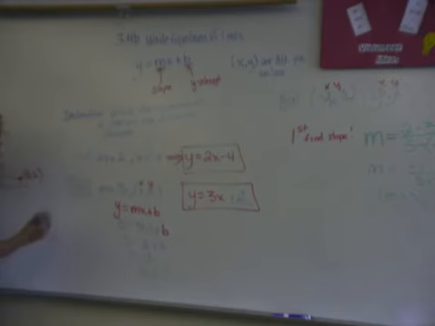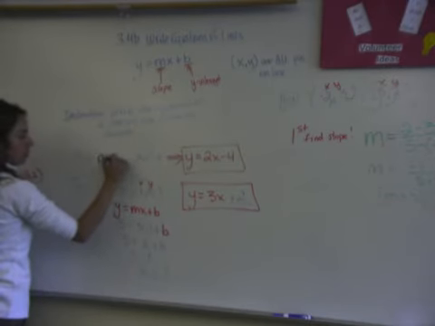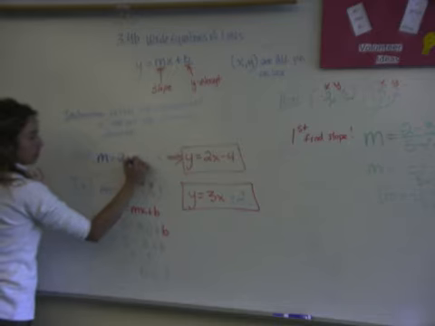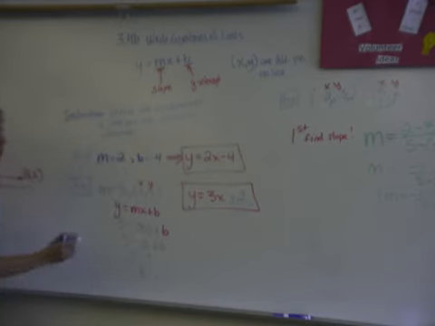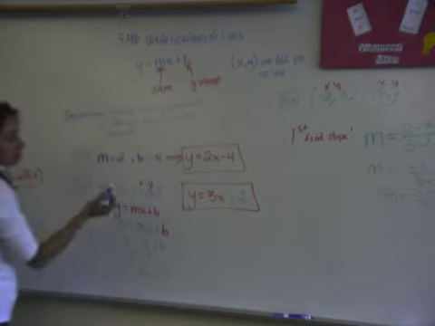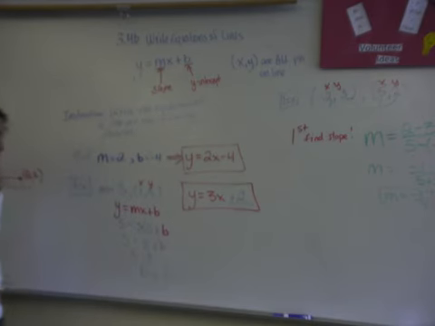we were given the nicest scenario. When they give you the slope, which in this case they said was 2, and the y-intercept, which was -4, we can simply plug it into our y equals mx plus b. So we get y equals 2x minus 4.